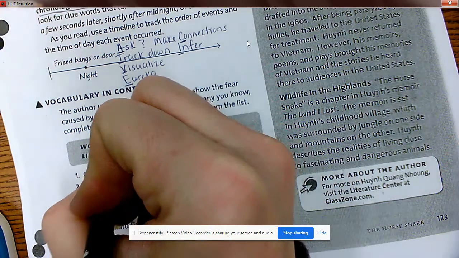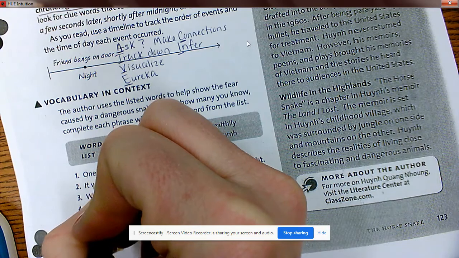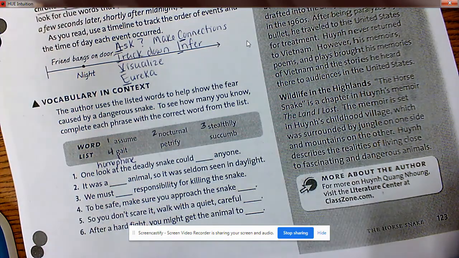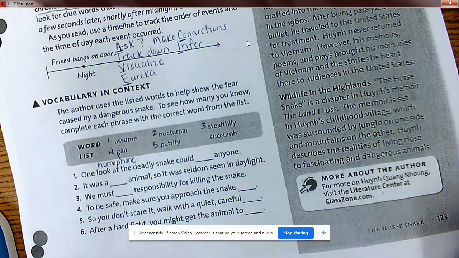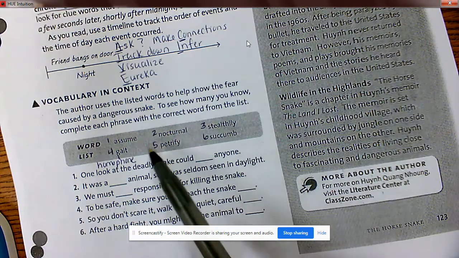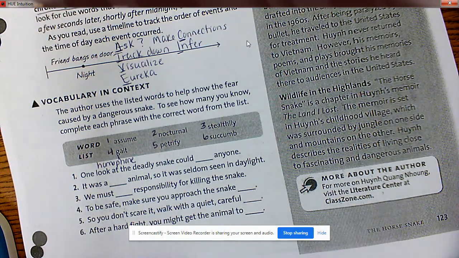Gate is number 4. Now I recognize this as being a homophone because it sounds like another word that I know, but it's spelled differently and has a different meaning. Number 5 is petrify, and number 6 is succumb. So write the numbers in the spaces here where the vocab word fills it in correctly, and I will post a video later with the answers.